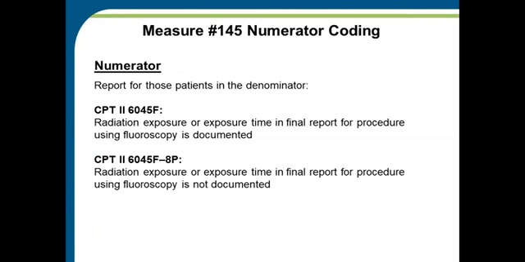So what you would be reporting for that measure, for any of the exams that we saw in the denominator, you would report a CPT II code that says either you documented radiation exposure time in the final report or you didn't. So 6045F is the CPT quality data code for reporting measure 145. And with the 8P modifier, you are saying that you did not do what the measure asked you to do.